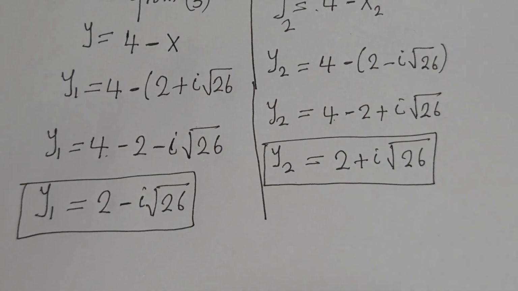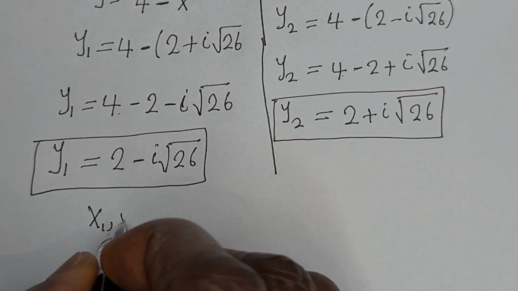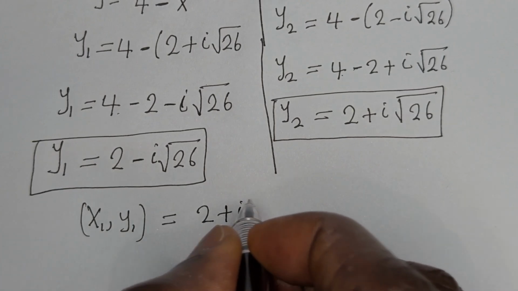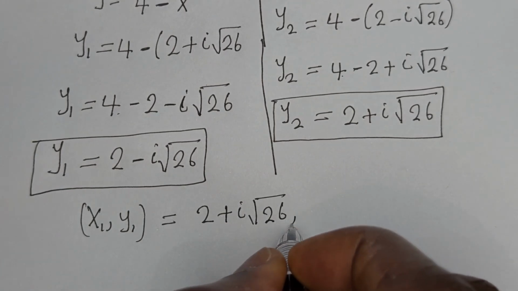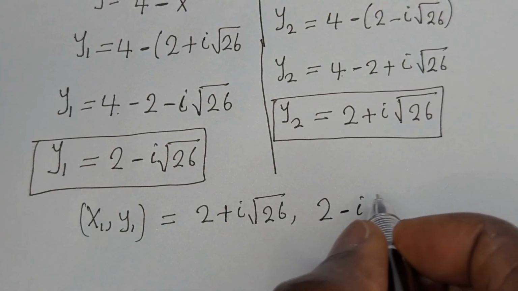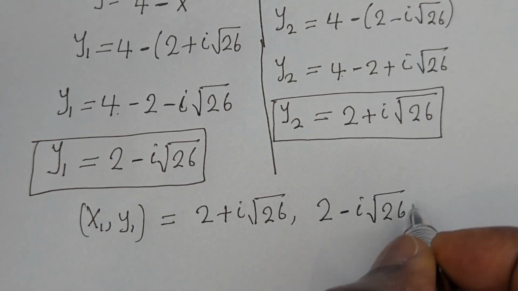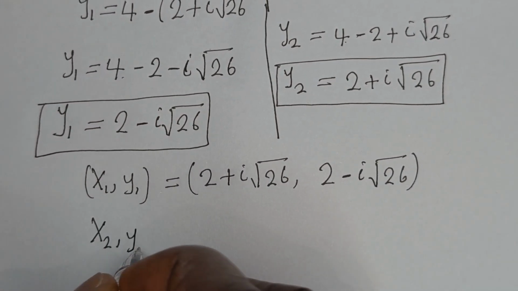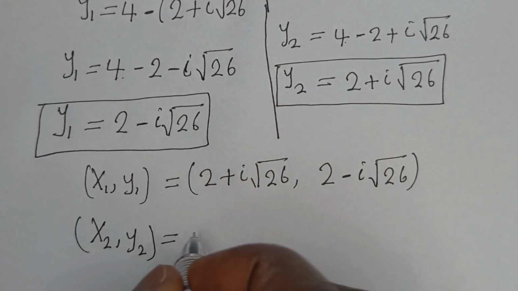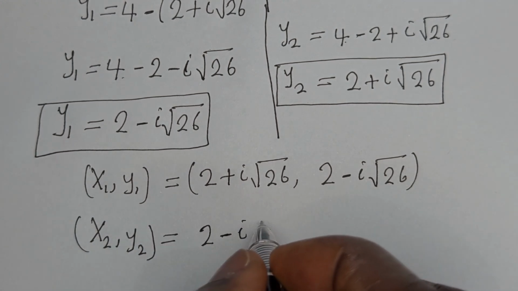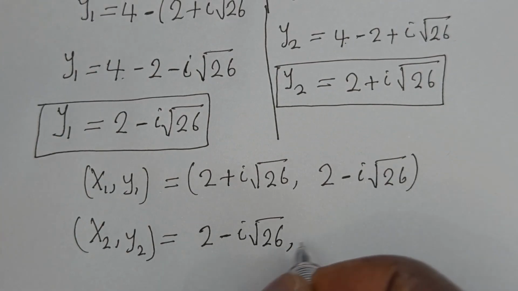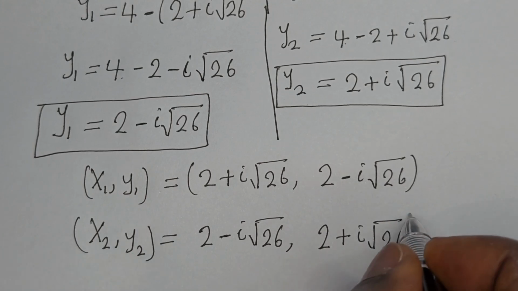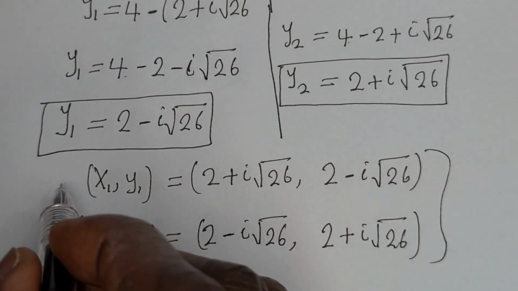Therefore, our final answers are x1, y1 is equal to 2 plus i square root of 26, 2 minus i square root of 26. x2, y2 is equal to 2 minus i square root of 26, 2 plus i square root of 26. These are the final answers.